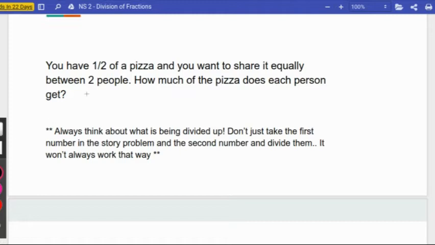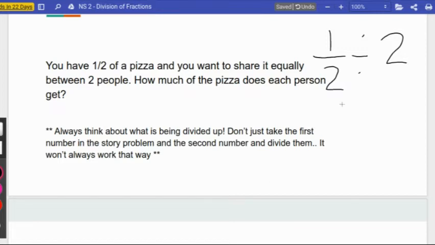So I have half of a pizza. So I am going to take 1/2 and I'm dividing that among 2 people. So I have 1/2 divided by 2 people. Now, the standard algorithm that we learned from just watching that video, it's the same as multiplying by the reciprocal.